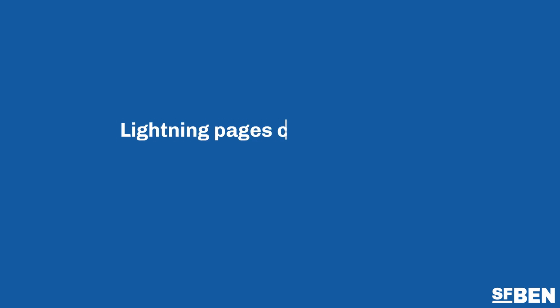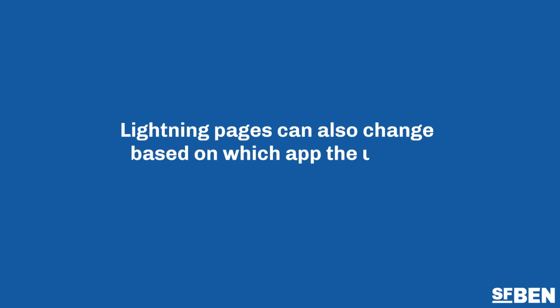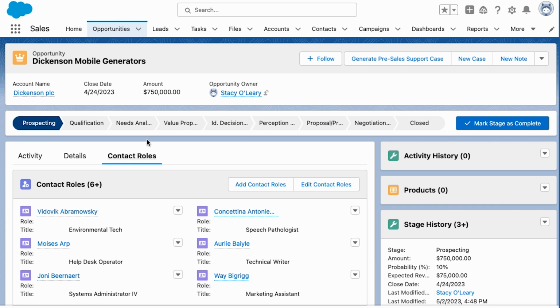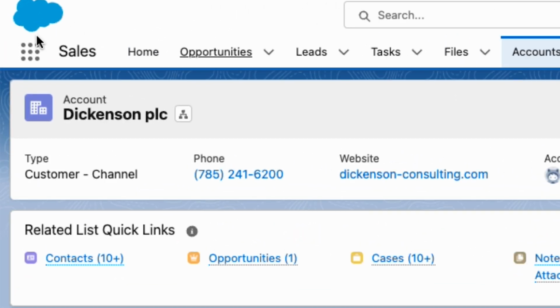Lightning pages can also change based on which app the user is currently in. For example, the account record page could look different whether you are looking at it from within the sales app or from within the support app.